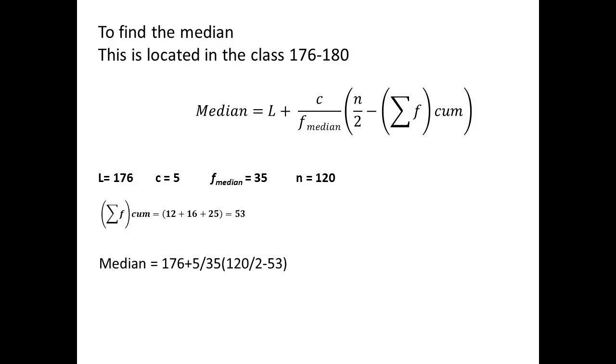The median is then 176 plus 5 over 35 times 120 divided by 2 minus 53, which is 176 plus 1 over 7 multiplied by 60 minus 53, which is 176 plus 1/7 of a 7, which gives us an answer of 177.